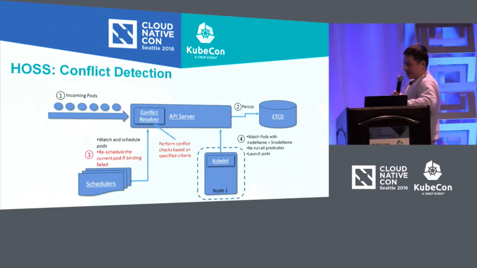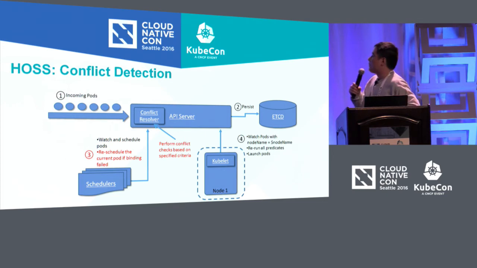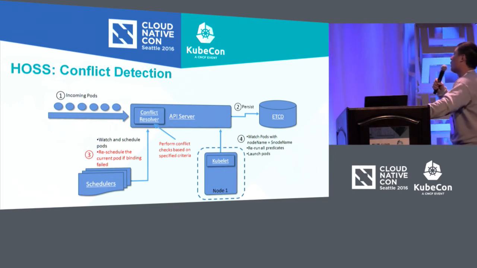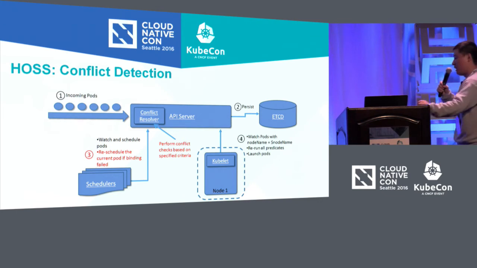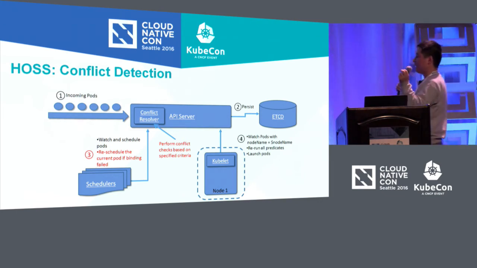For conflict detection, the most important change is that we introduced a new module called conflict resolver in API server. This module will kick in when a binding request is submitted. A binding request, basically what a binding request does is writing the name of the node to the node name field.